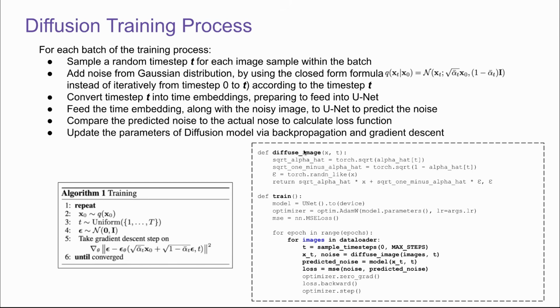And in this diffuse image function, it's basically calculating this. We have square root alpha hat, square root 1 minus alpha hat, and then an epsilon sampled randomly from the standard normal distribution, and then we return x_t and the forward diffusion noise. And then we use x_t and the time step t to calculate the predicted noise using UNet. And then finally, we calculate the loss function with the MSE. With the loss function, we will be able to do gradient descent and do backward propagation.